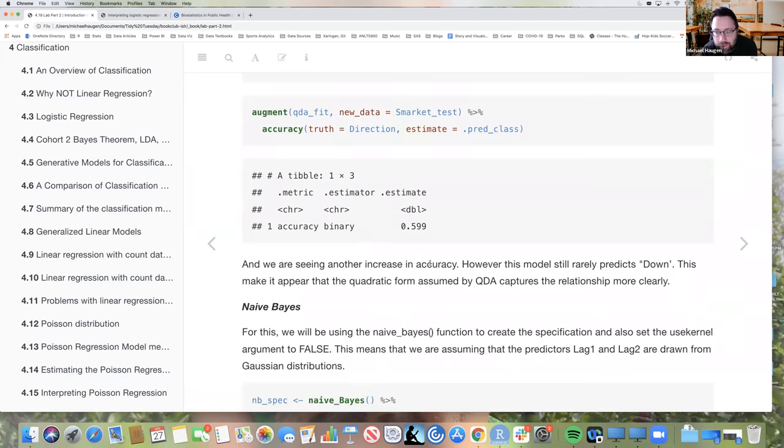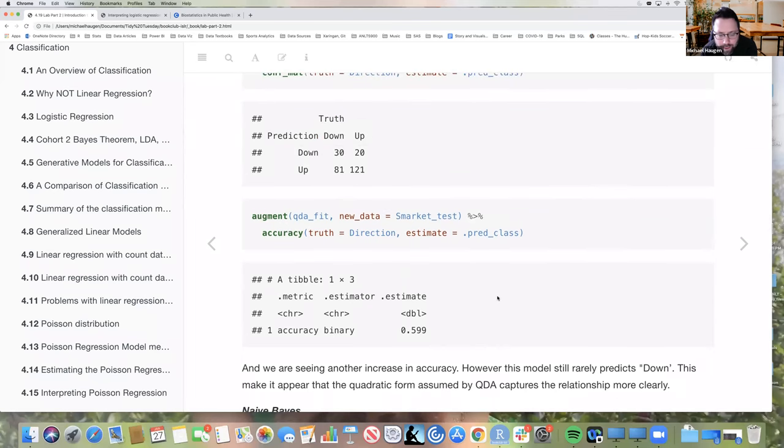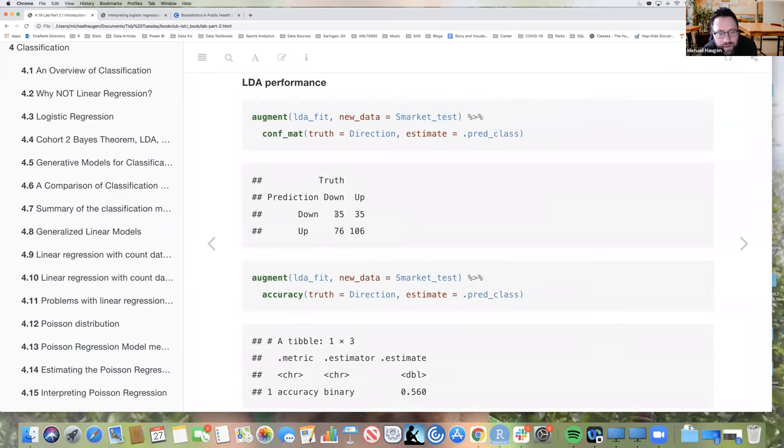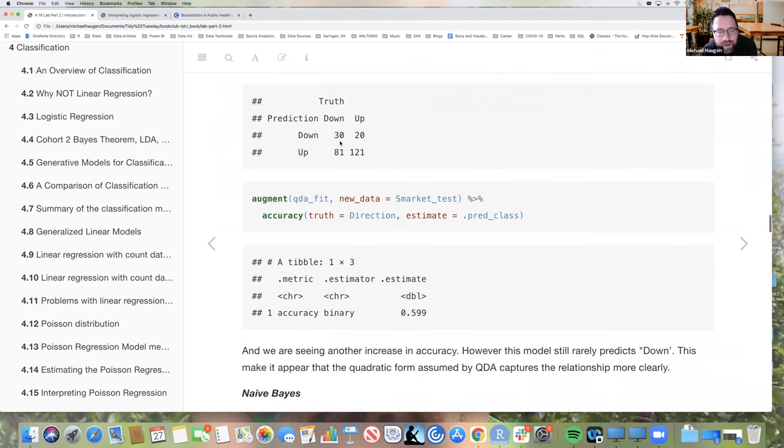However, this model rarely predicts down. This makes it appear that the quadratic form assumed by QDA captures the relationship more clearly. Because this model still rarely predicts down. I don't know if I understand that, but this is pretty similar to what we saw before. 35, 106, and then it predicts down 35 where it was predicted down, and for LDA it was predicted down, and it was down 35, where it was predicted down, and that wasn't the truth. So it's 35, 35, and then we look down here, and it's 30, 20.